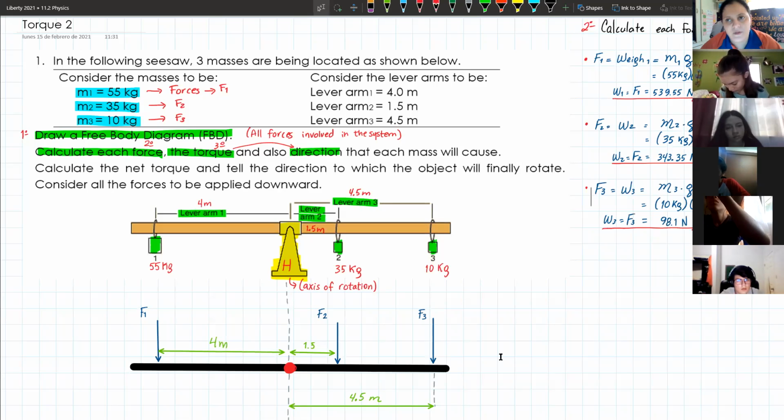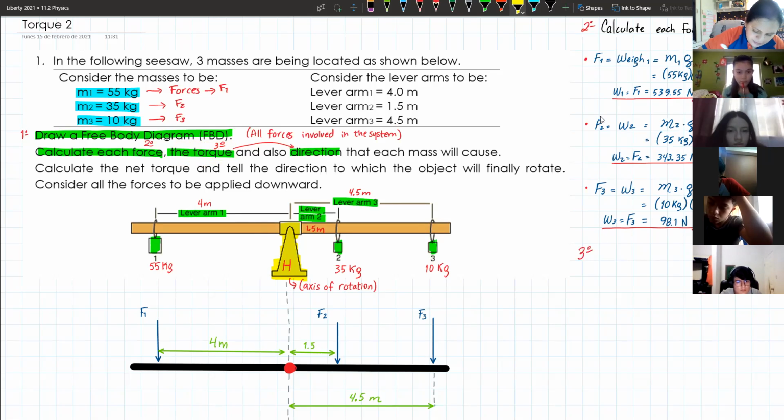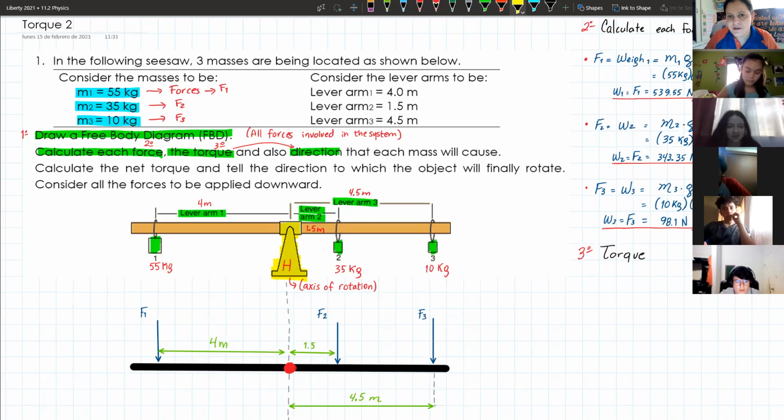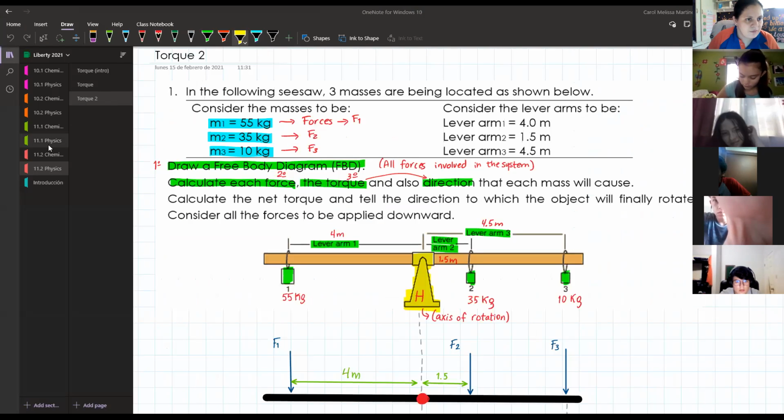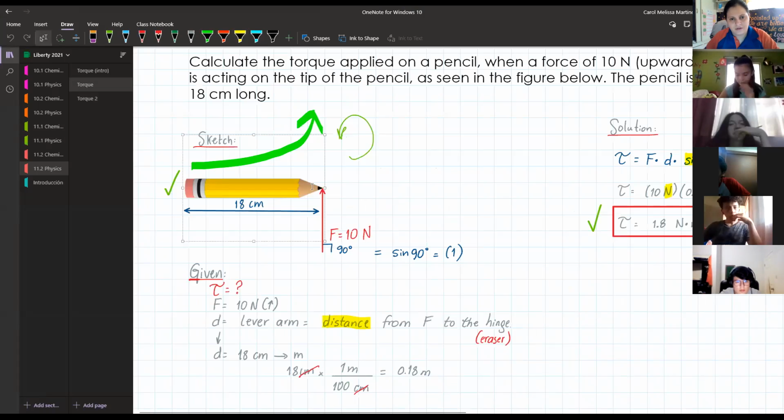Now that we accomplished step number 2, we can calculate the torque. Okay, remember, step number 3 says calculate the torque. We are in this part. So that's what we're going to do. Step number 3 is torque. Now, you have to know that every force creates a torque, okay? Torque is a consequence of every force applied that causes a rotation. Now, let me bring something from this.